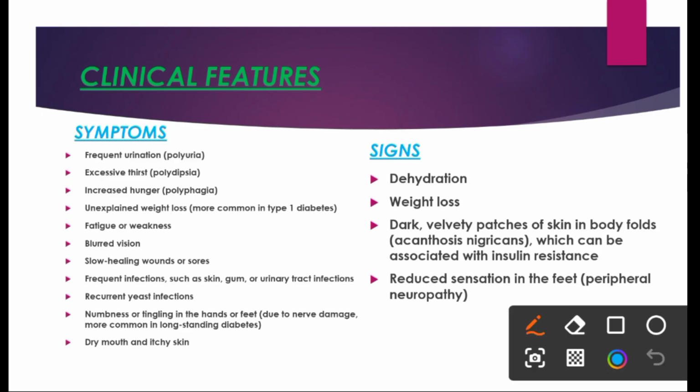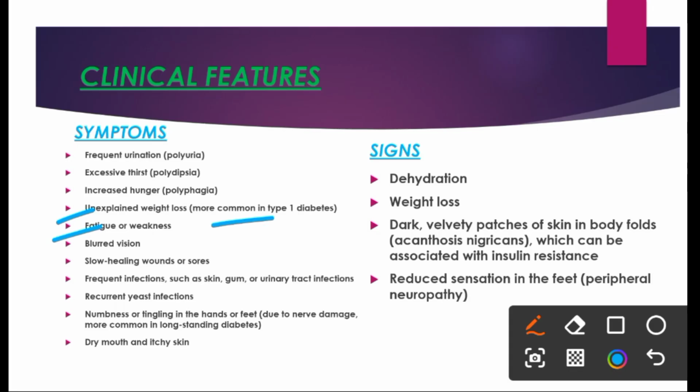Next one is the clinical features of the diabetic patient. First one is the symptoms of diabetes mellitus. So the symptoms include frequent urination, that is polyuria, excessive thirst, polydipsia, and increase in the hunger, that is polyphagia. So we have three P's: polyuria, polydipsia, and polyphagia. Similarly, diabetic patients have unexplained weight loss, that is more common in type 1 diabetes.